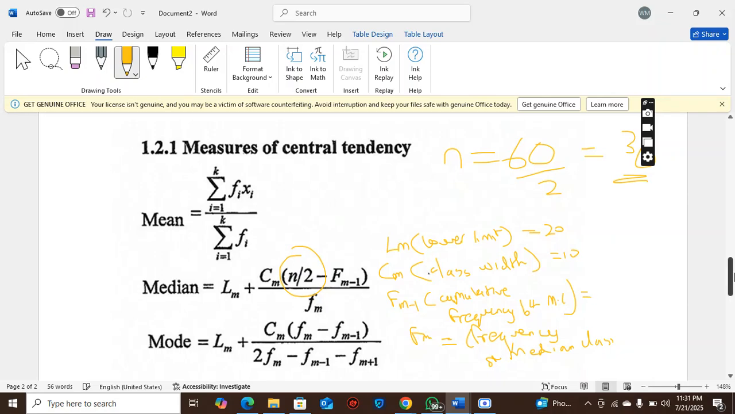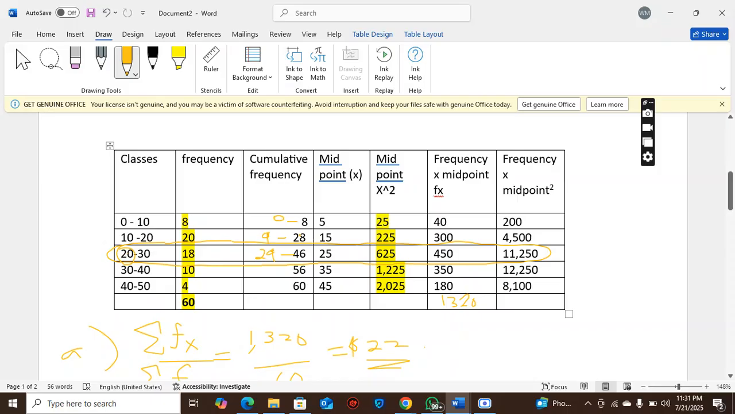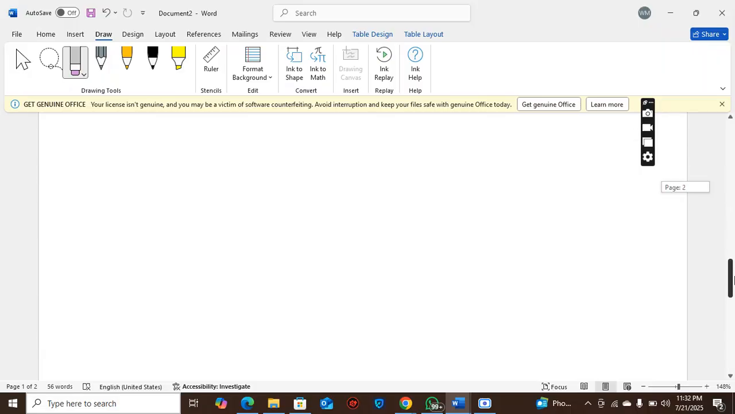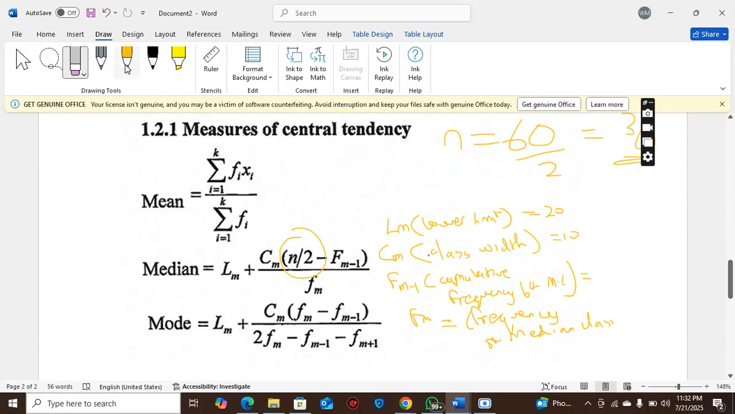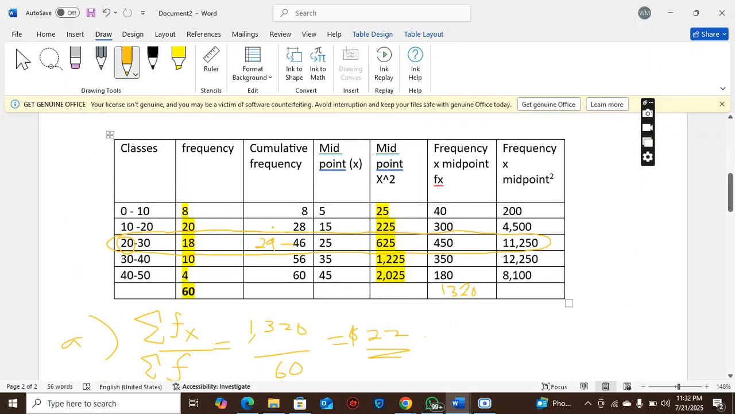FM minus 1, the cumulative frequency before the median class, is 28. Okay, 28 is the cumulative frequency before the median class. Then FM, the frequency of the median class, you come here. The frequency is 18.